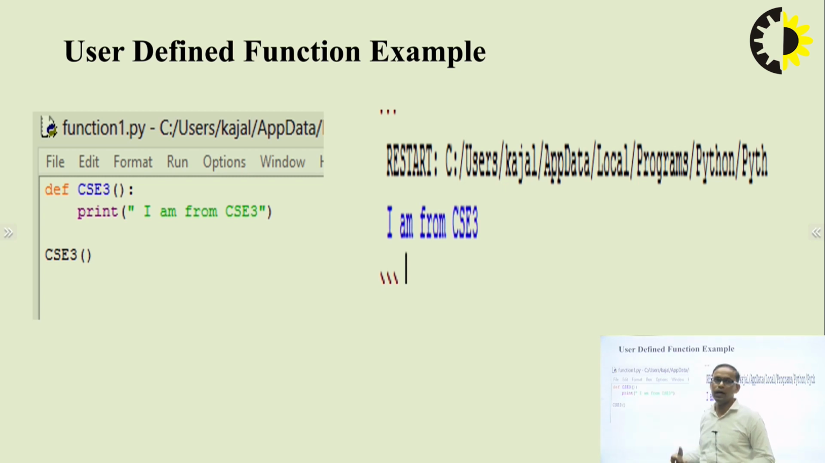When we execute this program, the Python interpreter will reach this statement and call the function. Program control will go to the function, and the statements written inside the function will be executed. So the output of this program will be "I am from CSE3".